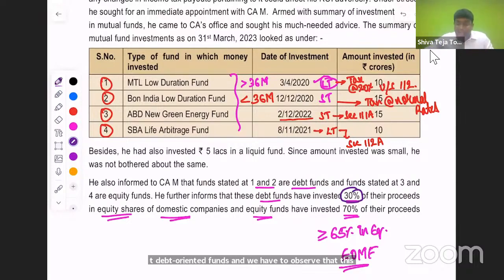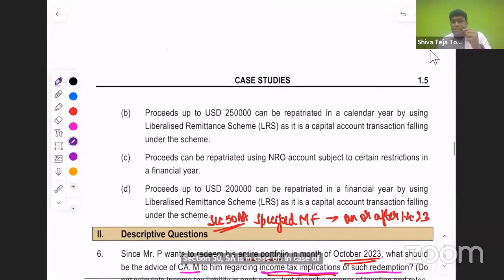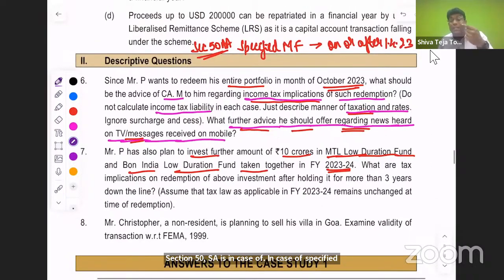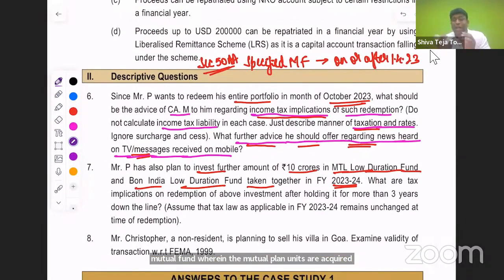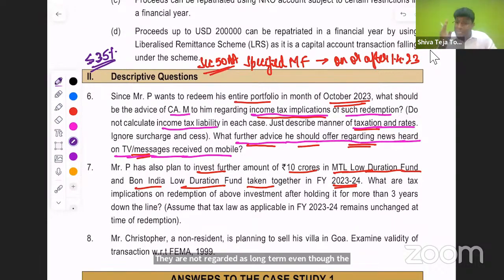Section 50AA says, in case of specified mutual fund, wherein the mutual fund units are acquired on or after 1/4/2023, and specified mutual fund is that mutual fund which invests not more than 35% in equity shares. And in this case, it is a specified mutual fund. And section 50AA specifies that capital gain arising on transfer of specified mutual fund shall be deemed to be short term. They are not regarded as long term, even though the period of holding is 12 months, 36 months, it doesn't matter. It is deemed to be short term.